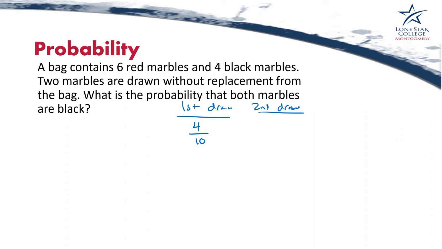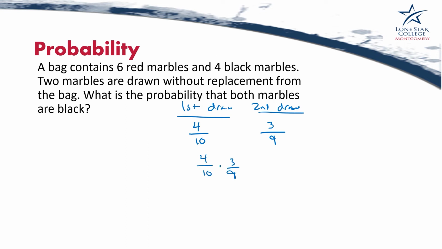But how many blacks are left? There's only 3 black marbles left because you took 1 out. And then how many are left in the bag in general? There would only be 9 now because you took that black one away. So the probability of getting a black marble on your second draw would be only 3 out of 9 now. So because again they're independent, we multiply them together. 4 out of 10 times 3 over 9.